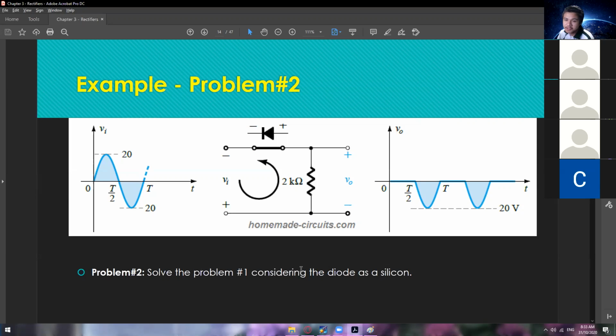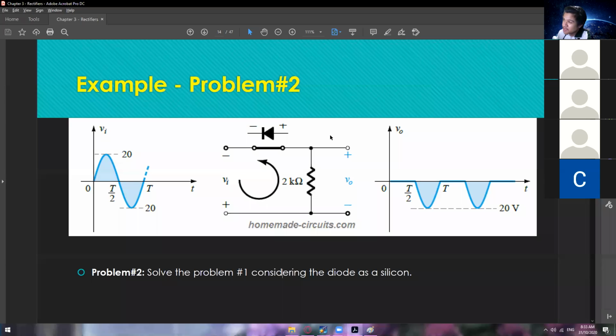All right, so what is your answer, guys? V sub O. What is our V sub O? Before, our V sub O is equal to V sub I, right? Which is 20 volts. But since we now have, right, so someone chat.